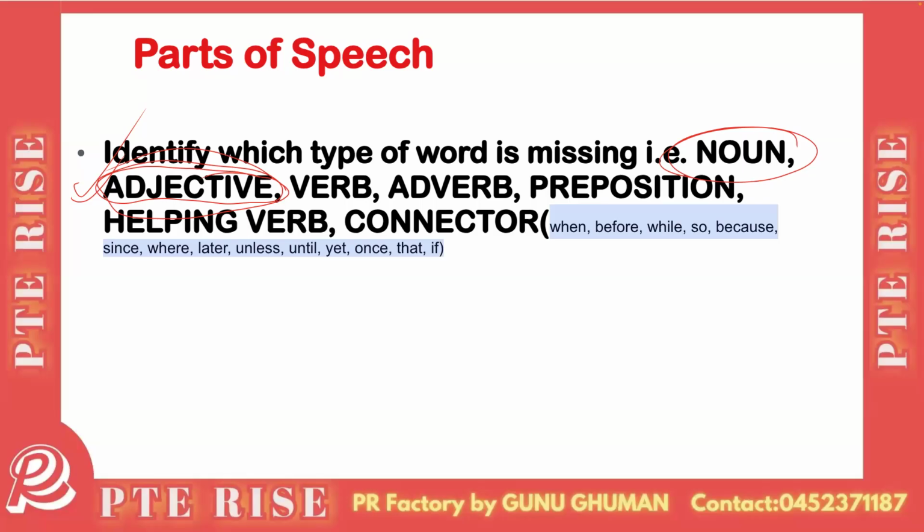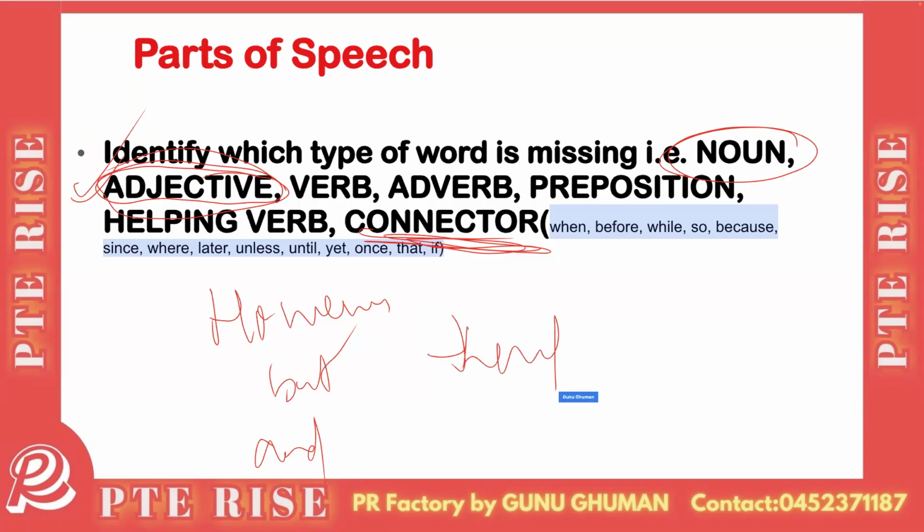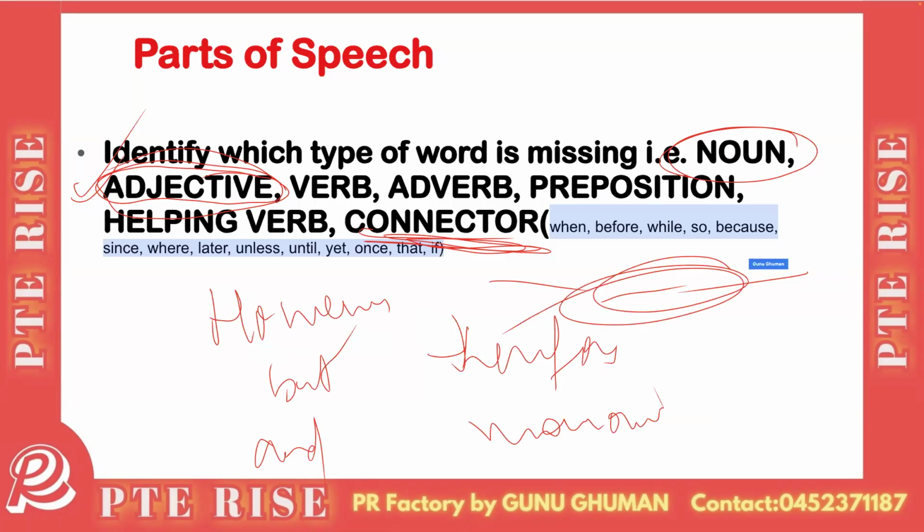Okay, so noun, there are lots of other nouns as well, but for today only this much. Okay, so adjective, verb, adverb, we'll talk about it later. Enough for now. A lot of them I've done. Connectors. However, but, and, therefore, moreover. The words which connect two sentences are connectors.